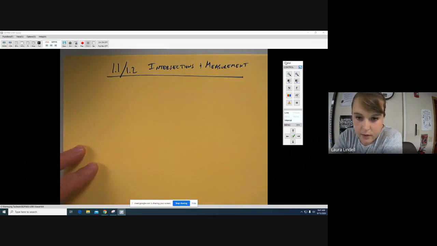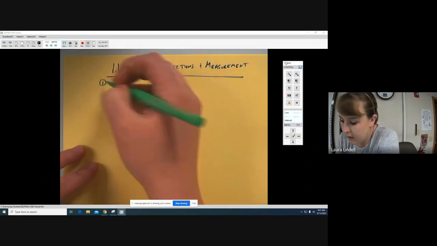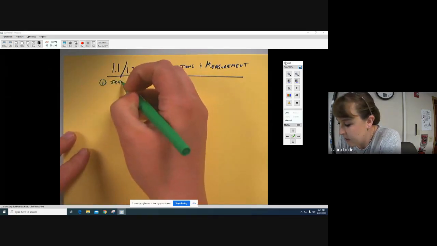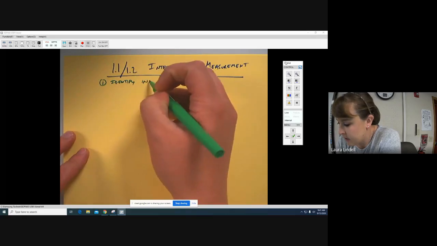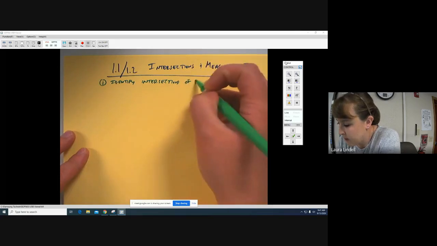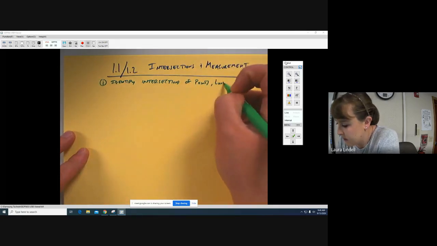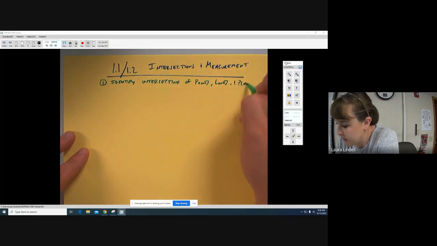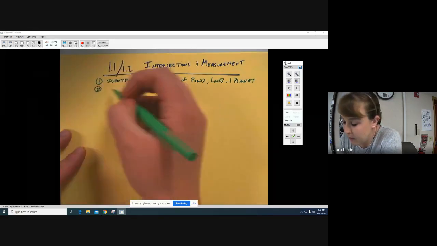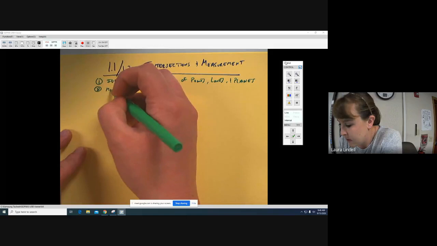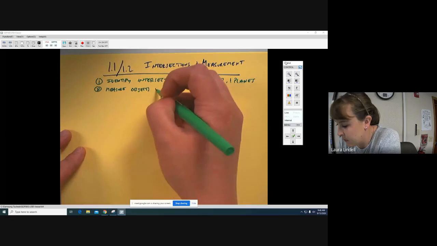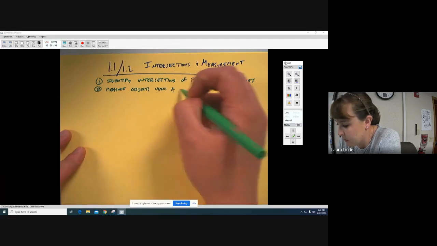By the end of class today, we want to be able to identify intersections of points, lines, and planes. And then we also want to be able to measure objects using a ruler.